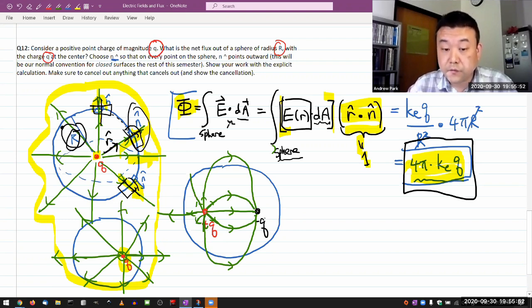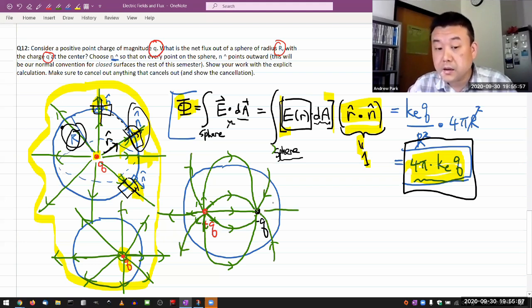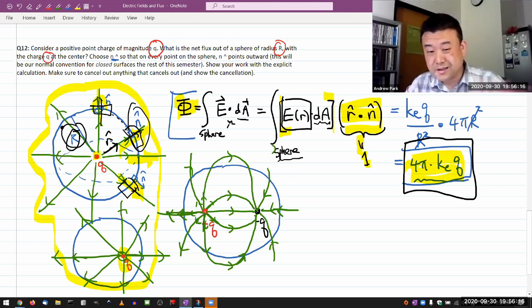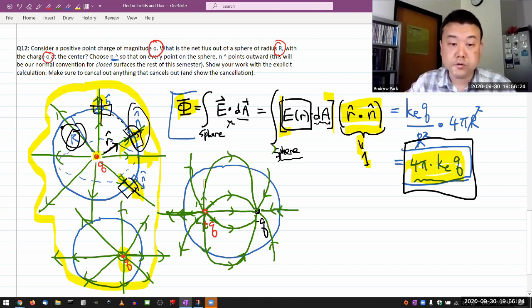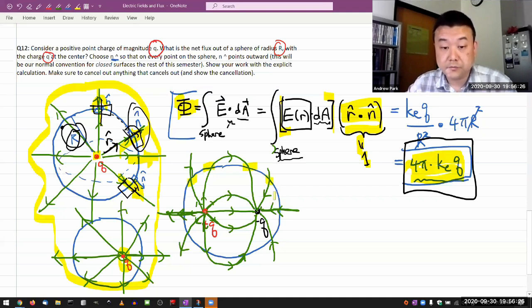It's just that when you finish counting them, the ones that go out count as positive, the ones that come in count as negative, and they have to add up to 0. Any line that exits here from the positive charge has a corresponding part that enters and ends on the negative charge. So when you finish counting all those crossing points, they add up to 0.